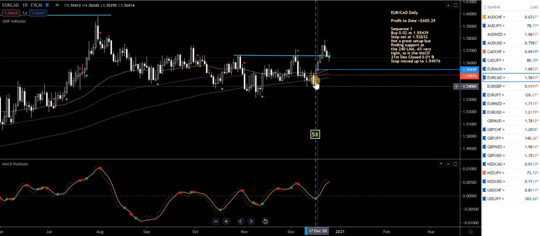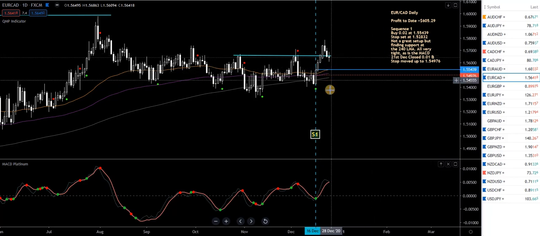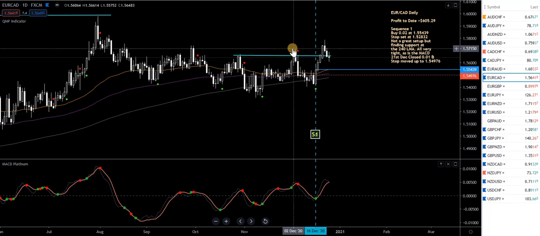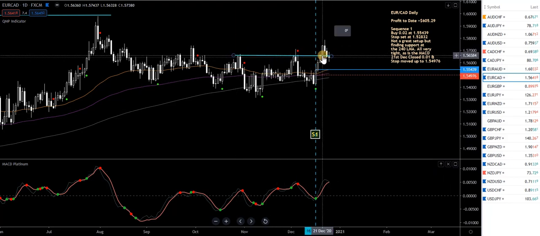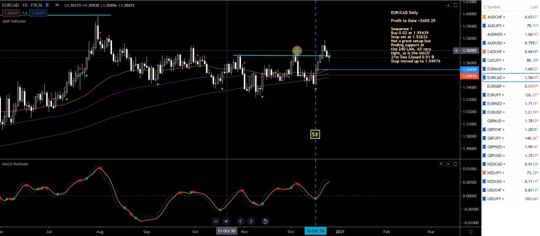Euro CAD, I'm in a buy here. I've read my notes, already closed half, moved my stop up. It's just about to turn. The MACD Platinum's above the zero level. Looks like it's about to turn. It's just a sort of support level. See if it's resistance level. Now it broke through. See if it holds. If it doesn't, I'll just get rid of it. It's no big deal. So it's a pair I don't mind trading, Euro CAD.